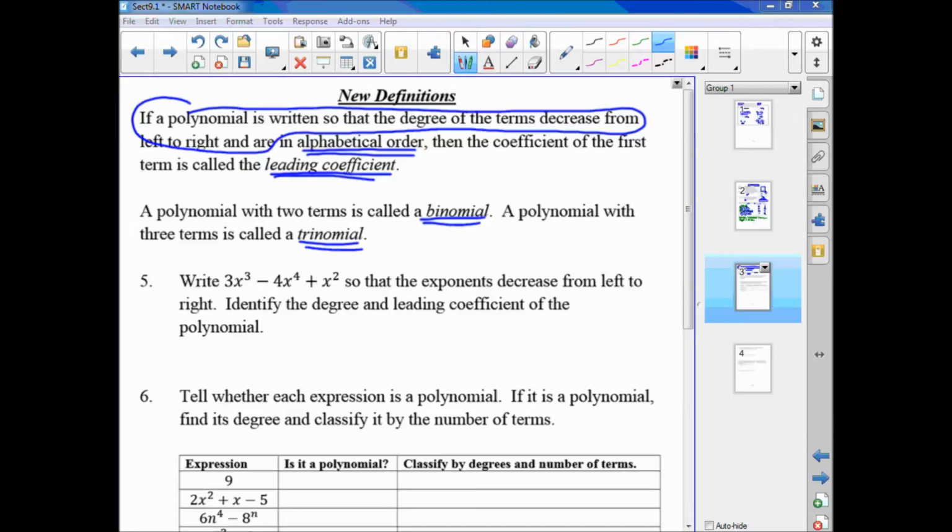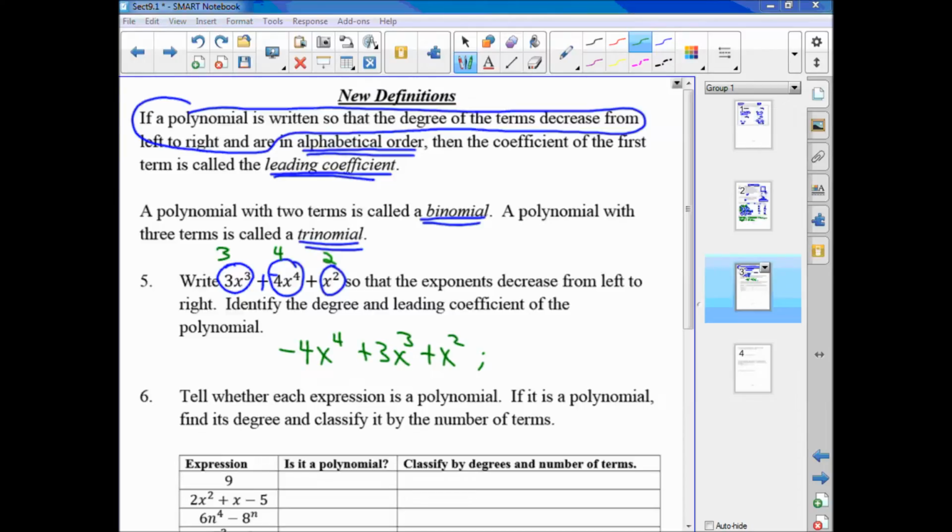So no special names. All right, so write 3x cubed minus 4x to the 4th plus x squared so the exponents decrease from left to right. This just says reorder it the correct way so that the term with the biggest degree goes first. So here's our 3 terms, 3x cubed, minus 4x to the 4th, and x squared. These have degrees of 3, 4, and 2. So we're going to write it with the decreasing degree. Our first term will be negative 4x to the 4th. Our second term will be plus 3x cubed. And our third term will be plus x squared. So that's part 1.